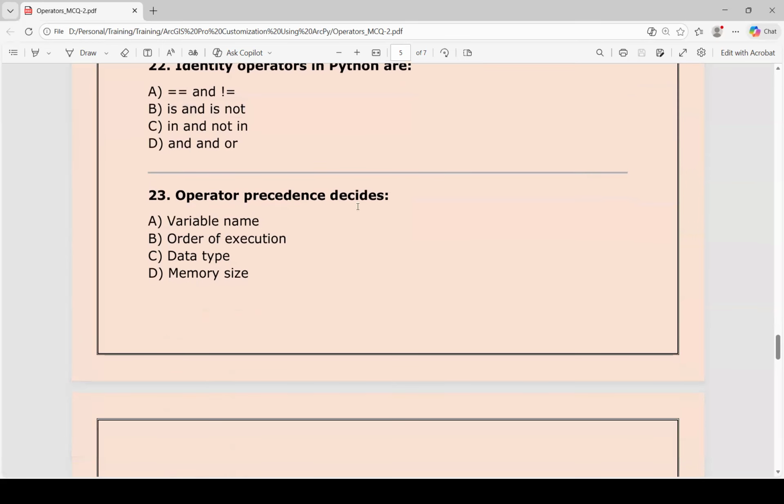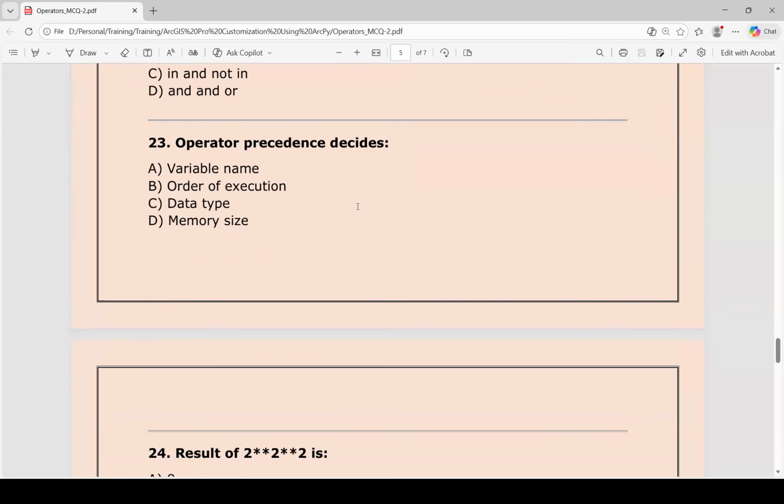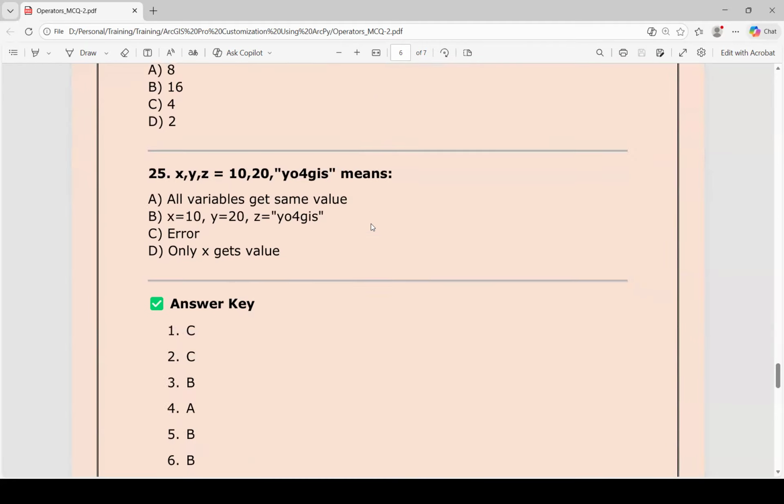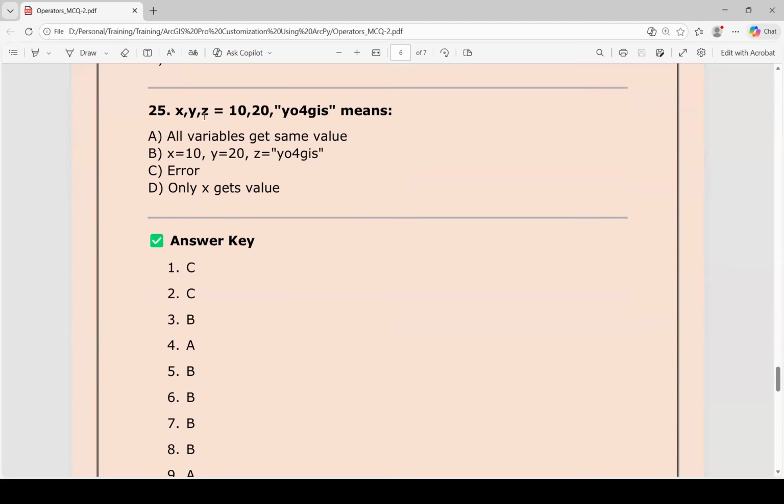Operator precedence decides the order of execution. The result of 2 asterisk asterisk 2 asterisk asterisk 2 is 16. X comma y comma z is equal to 10 comma 20 comma, so that means B. X equal to 10, Y equal to 20. Okay, very good.